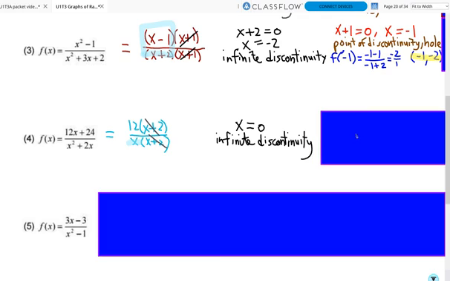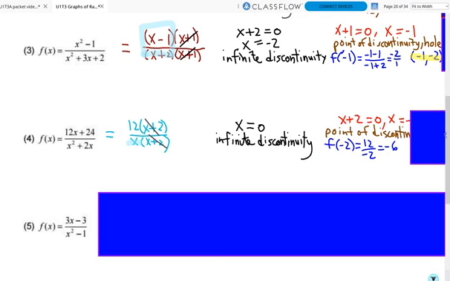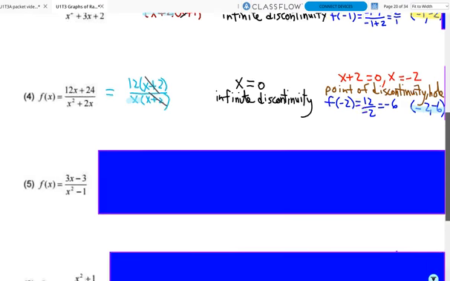X plus 2 is the common factor. X plus 2 set equal to 0 means the x value of the hole is x equals -2. -2 plugged in the equation is 12 divided by -2, making it -6 for the y value. The hole is at -2, -6. That's a point of discontinuity.